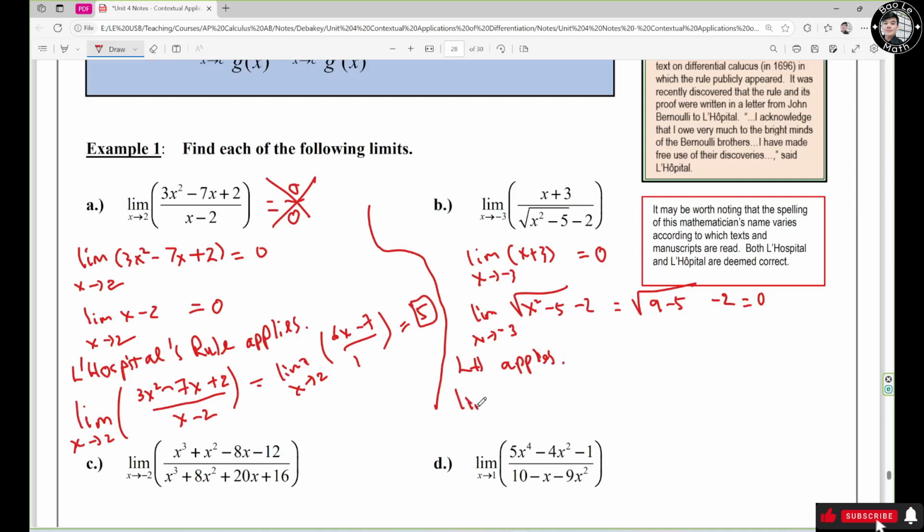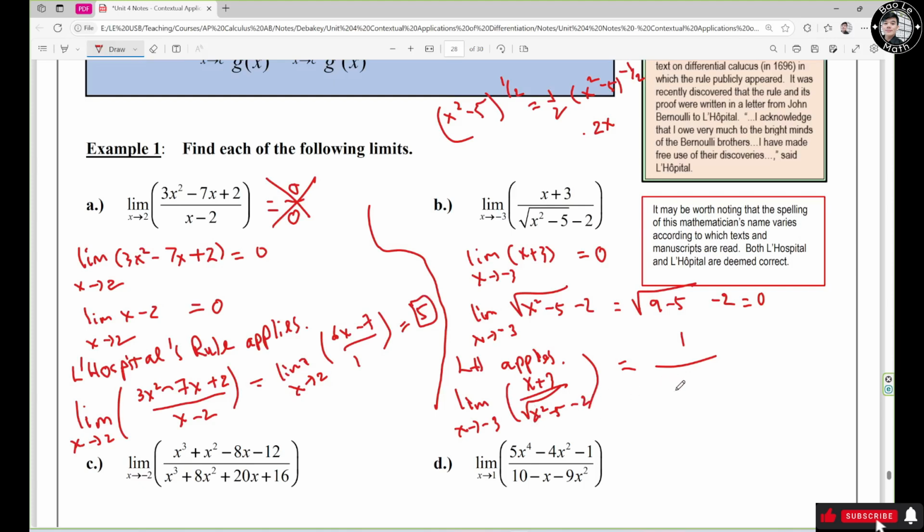So you have the limit as s approaches negative 3 of (s + 3) over (square root of s squared minus 5, minus 2). Now you're going to take the derivative of the numerator. It turns out to be 1. And the derivative of the denominator, let me put this on the side, is: s squared minus 5 raised to the 1/2, so it's 1/2 times (s squared minus 5) raised to the negative 1/2, and then times 2s, because you need to use the chain rule. And the derivative of negative 2 equals 0.